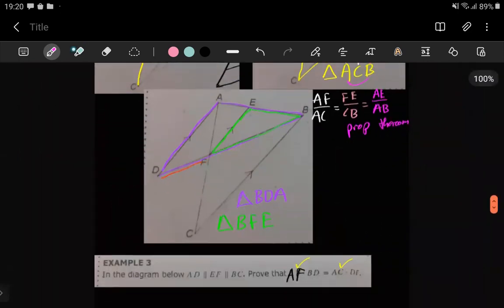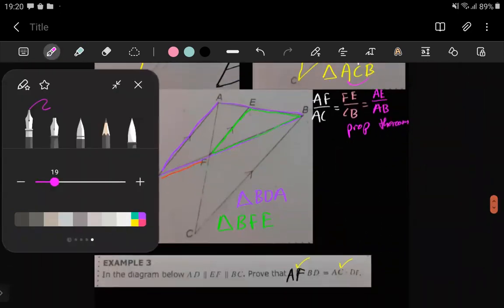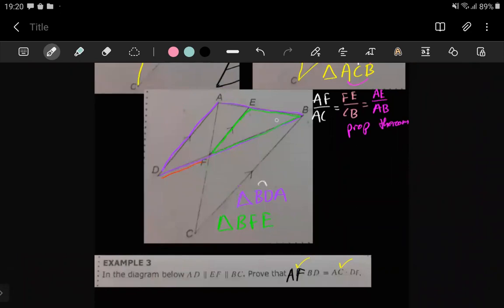At the bottom here, we can write a few expressions in the same way. So here BD over BF is going to be equal to DA over FE, which is going to be equal to BA over BE. There we go. The reason would also be the proportionality theorem.